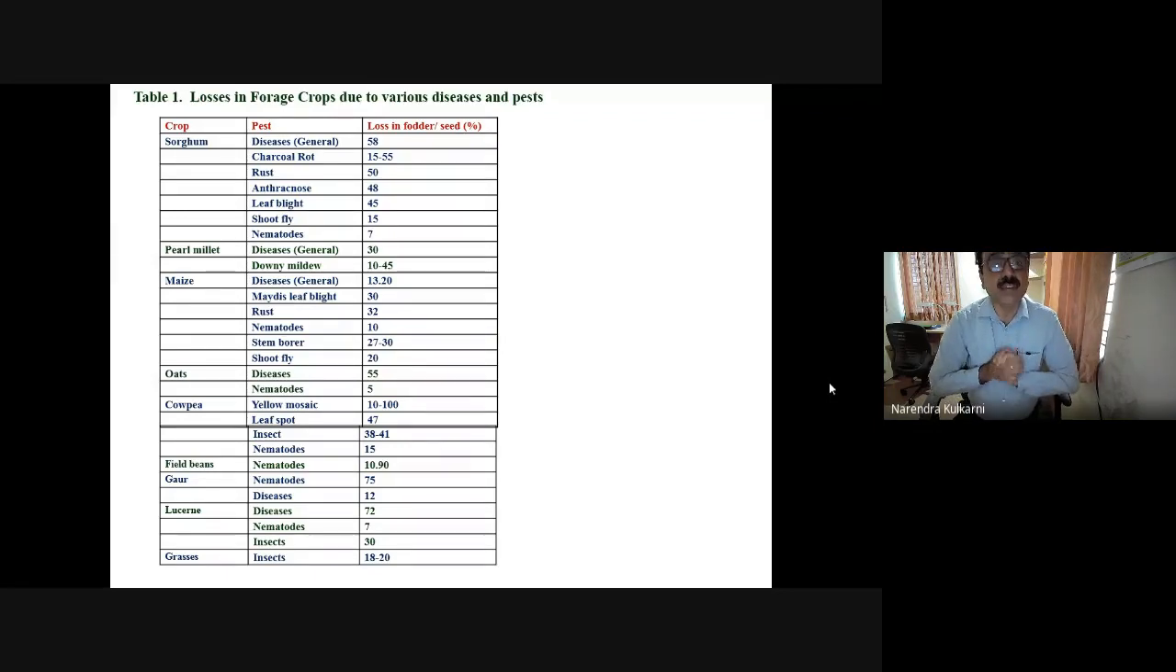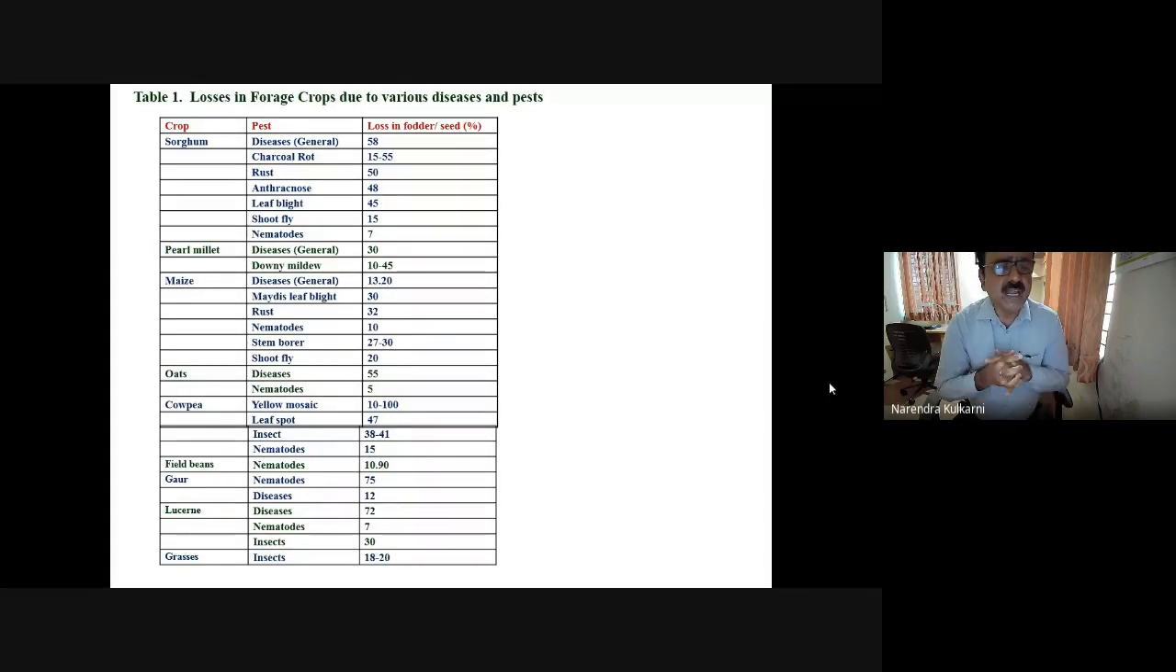So even all diseases together may cause more than 50% loss, whether it may be carpal rot, rust, or anthracnose, which may be a leaf blight, shoot fly, nematodes, including insect pests also, whether it is in pearl millet or in maize. In maize also, many diseases: maize leaf blight, rust, and the problem of nematodes, stem borer, shoot fly, and of recent, even the fall armyworm, Spodoptera frugiperda, causing a big loss even in our forage maize also, because it doesn't distinguish grain maize or forage maize.